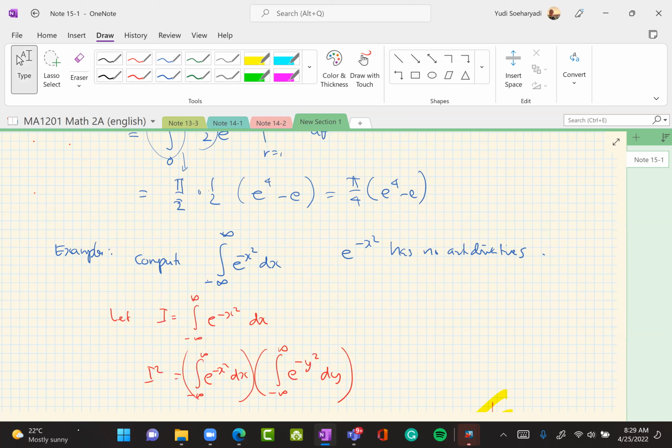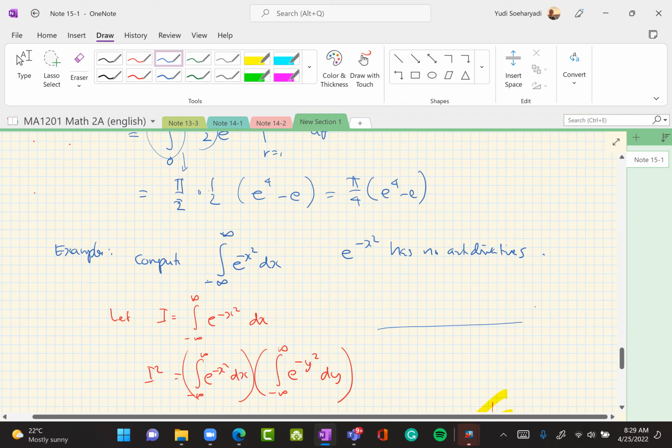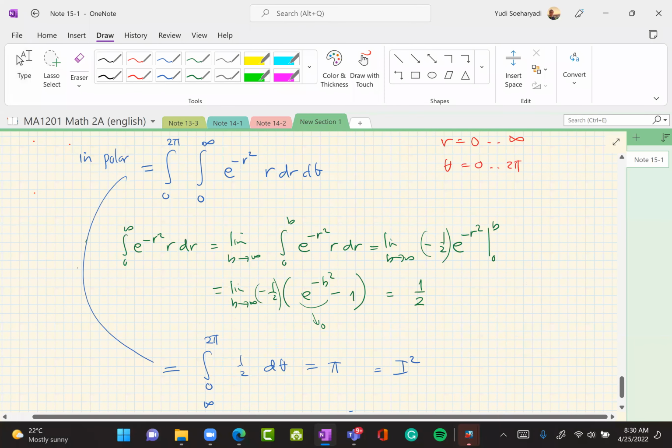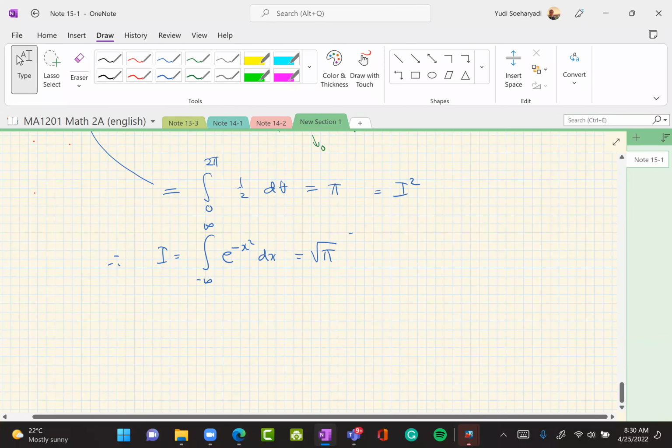Well, you'll find this later on in statistics. This is the basis for the normal distribution. So you've got to be able to compute this in statistics, right? Okay, so any questions?